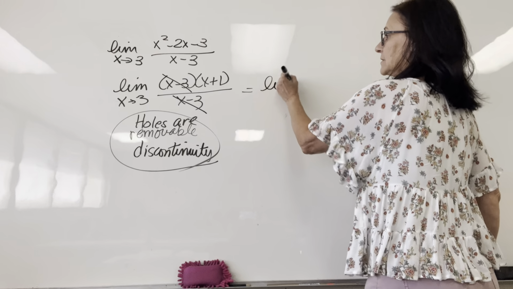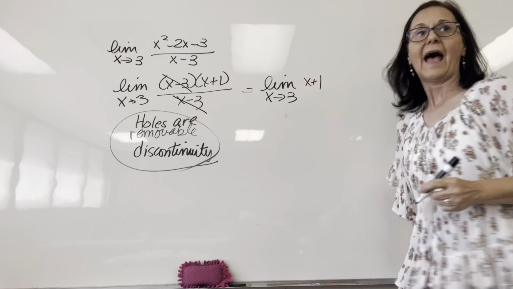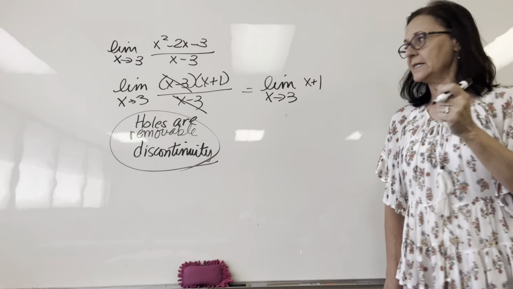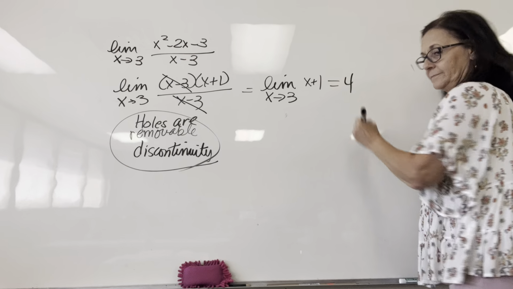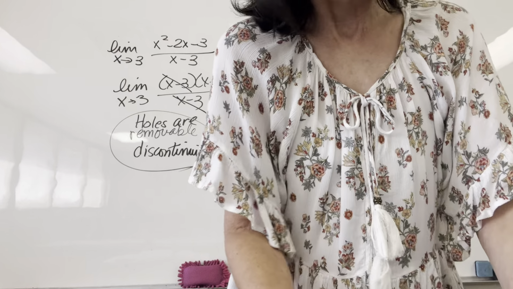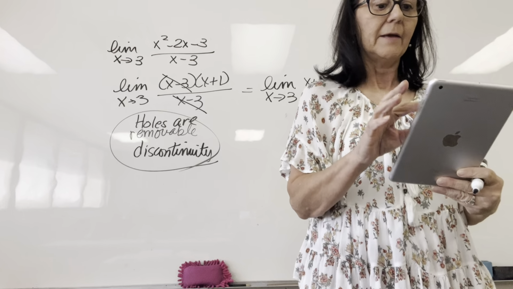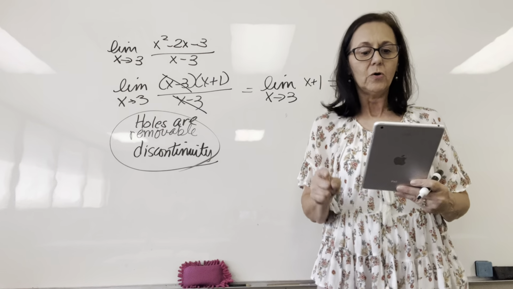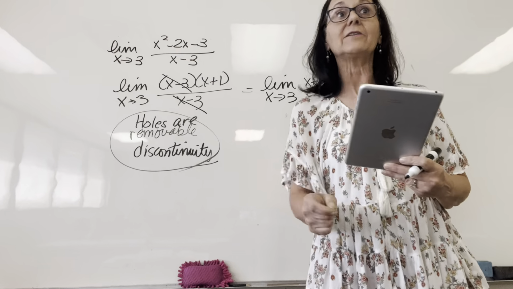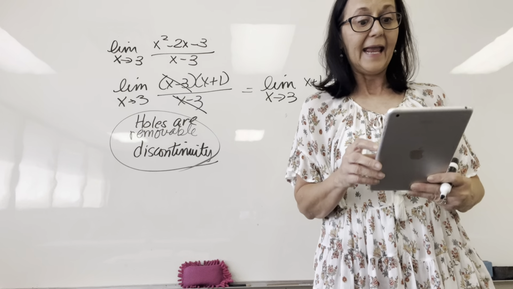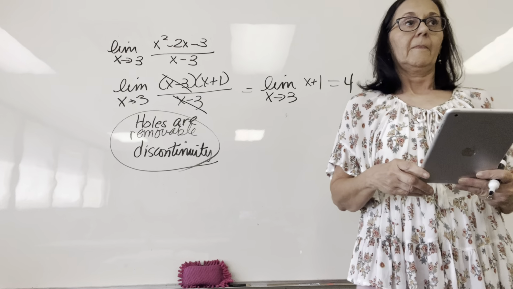But this looks the same as that because we have the removable discontinuity. So you plug 3 in, and what's the limit? 4. It has a limit when there is a removable discontinuity. It's only when you can cancel factors in both the numerator and the denominator. Otherwise I'm going to have a vertical asymptote.